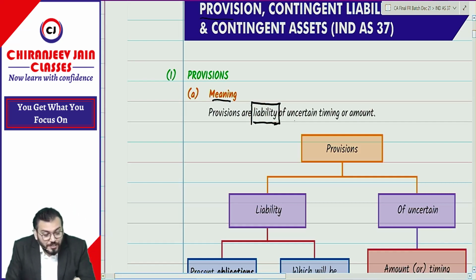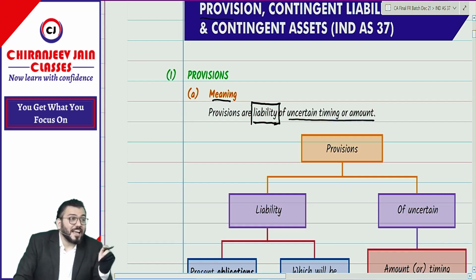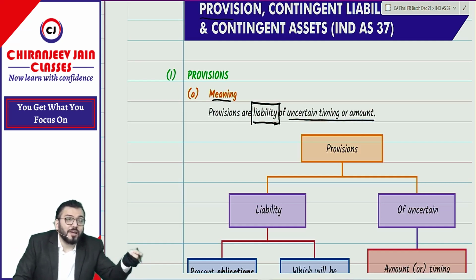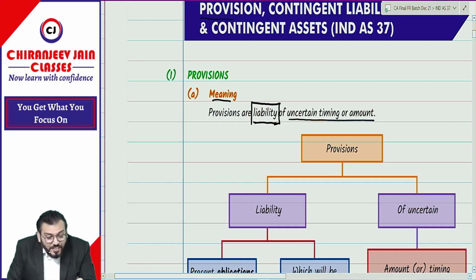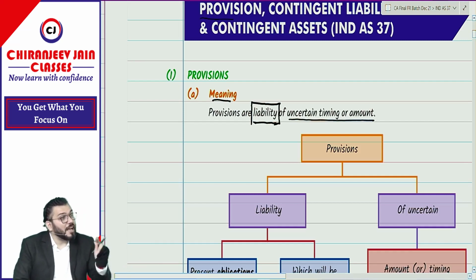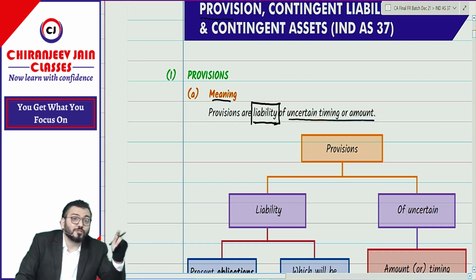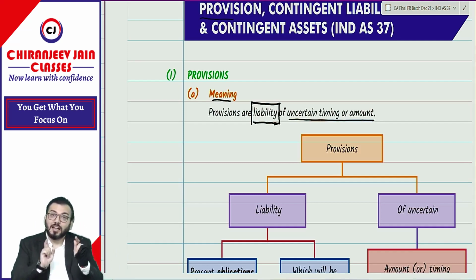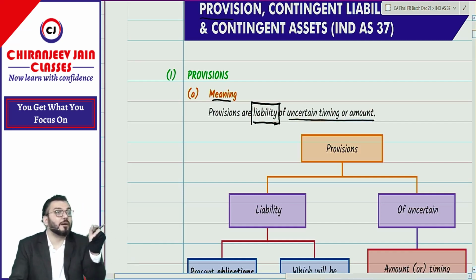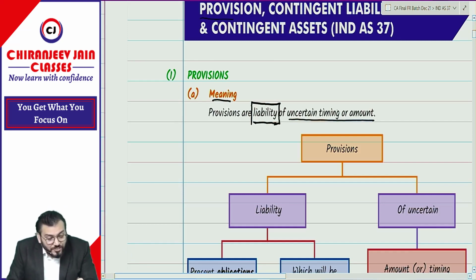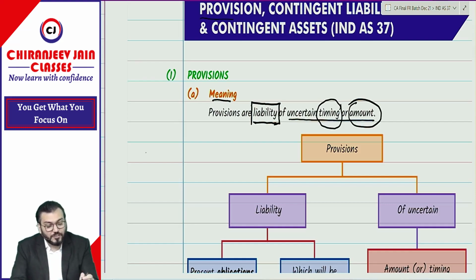So provisions are liabilities of uncertain timing or amount. Either the timing of payment is not known, or the amount of payment is not known, or both are not known. Of uncertain timing or amount means the amount is known, but when you are supposed to pay is not known. That also becomes a provision. Correct? Means provisions are liabilities.